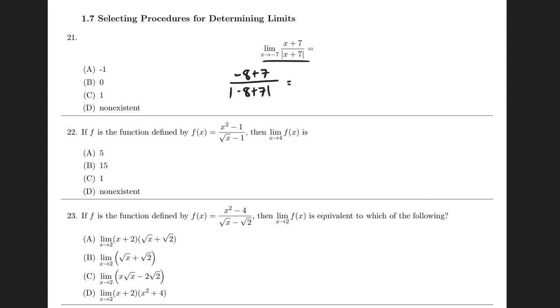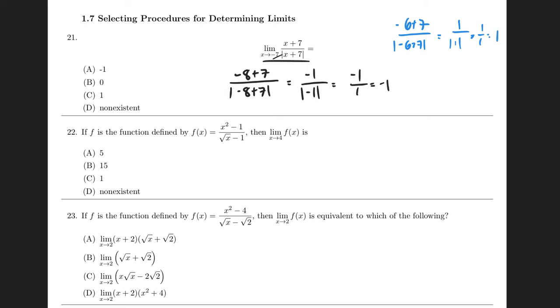Negative 8 plus 7 is going to give me negative 1. On the bottom, the absolute value of negative 1 becomes 1. So by plugging in numbers just to the left of negative 7, I'm going to get negative 1. Just to the right of negative 7, like negative 6, let's put it up here. That'll give me 1 over the absolute value of 1, which is 1 over 1, which is 1.